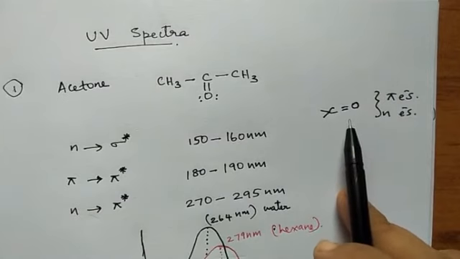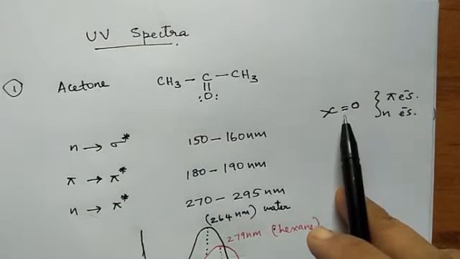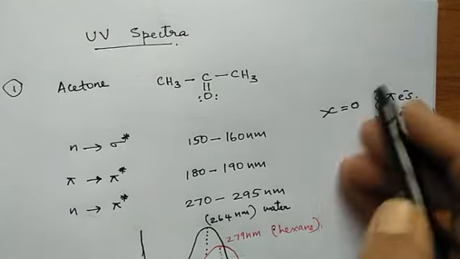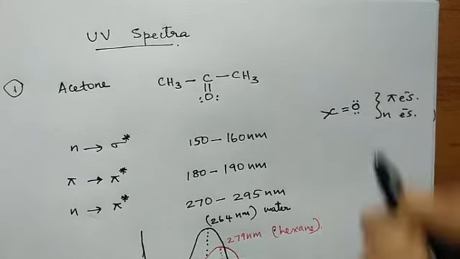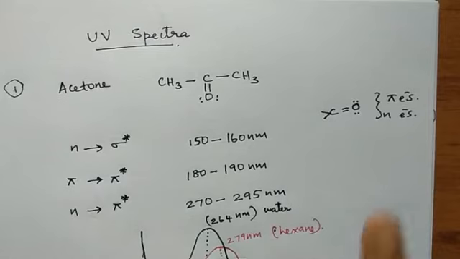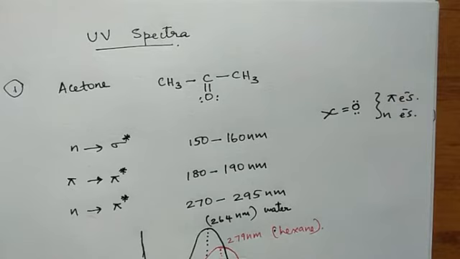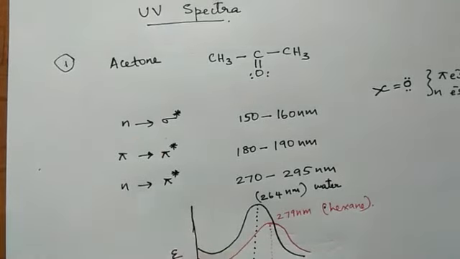group. Since the carbonyl group is present, we have a double bond. Double bond means it will have pi electrons, and since the oxygen has two lone pairs of electrons, we can say that it will have non-bonding electrons. So all aldehydes and ketones, since they have a carbonyl group, will have the pi electrons and also the n electrons. In the case of acetone, you can expect n to sigma star transition, pi to pi star transition, and n to pi star transition.